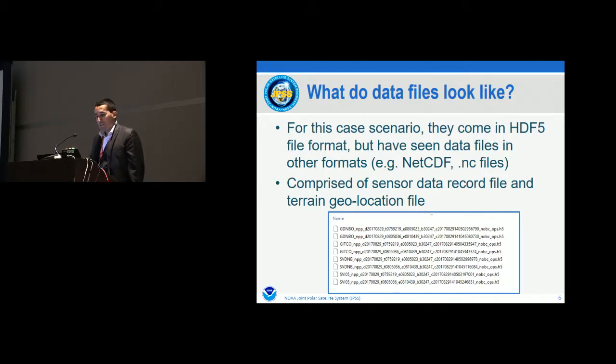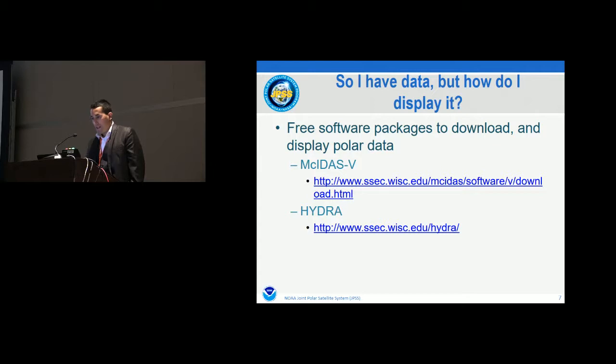As I mentioned before, there are sensor data records and record files and terrain geolocation files you have to be aware of when you're obtaining the data. Also, once you get the data via the emails and you don't have a particular software package to display it, there are some free software packages out there, such as McIDAS-V and Hydra2. There's also Python. Here are two links for McIDAS-V and Hydra where you can download those software packages, and then you can properly ingest and display your data. So just letting you know that those exist.